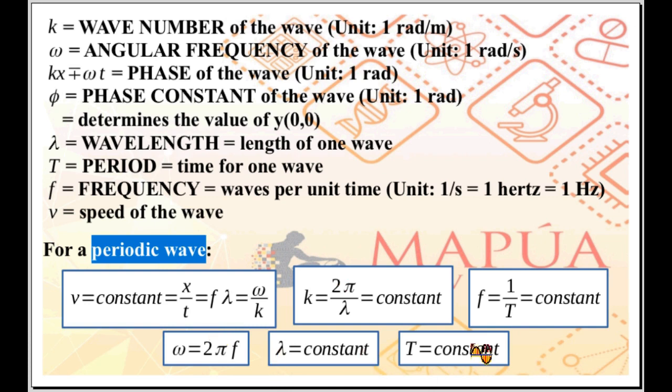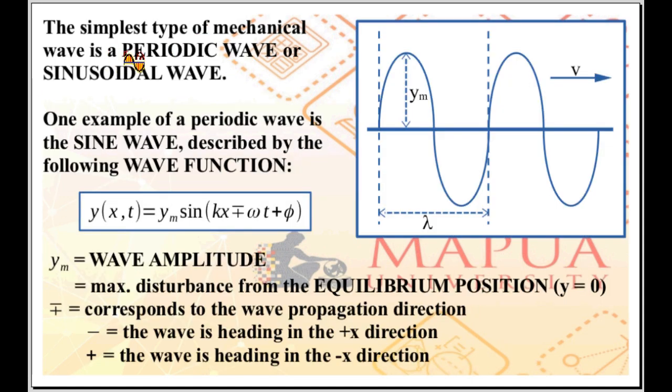All of the quantities associated with the periodic wave are constant. Thus, periodic wave is the simplest type of mechanical wave.